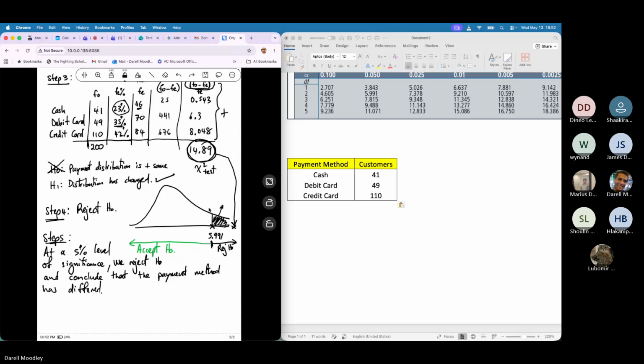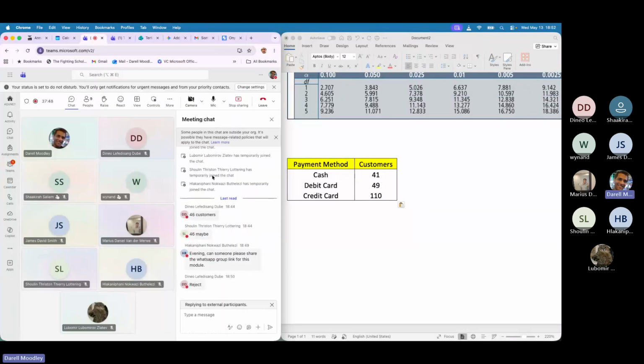All right. So the manager of the store would need to change their strategy, okay? Because payment methods are different, and you can see maybe they need to focus more on card payment systems, specifically credit cards. All right. Does that make sense to everyone? This is the chi-squared goodness of fit test.